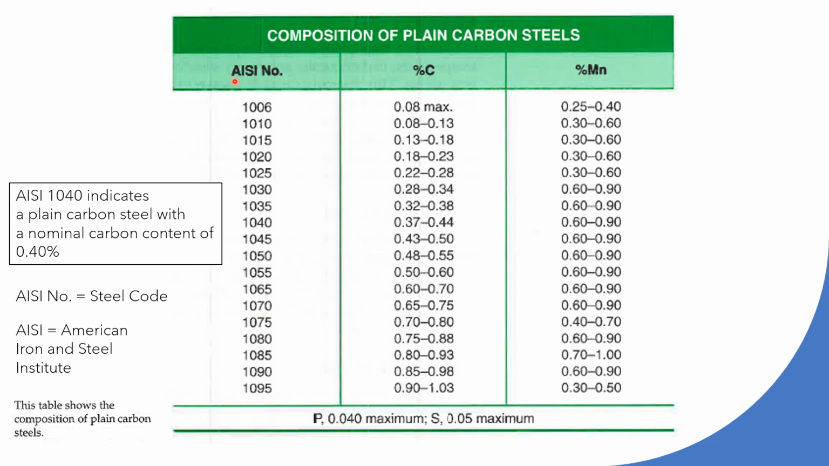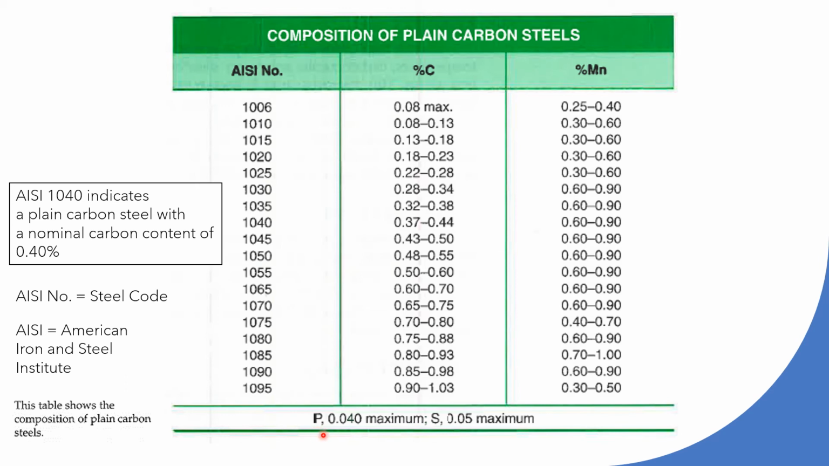So AISI is again the American Iron and Steel Institute. This table is just showing you the composition. You can see the percent carbon and one of the alloy elements, percent manganese, that you can put into it. And here is the maximum. You cannot go more than that, because it's going to mess up the properties.